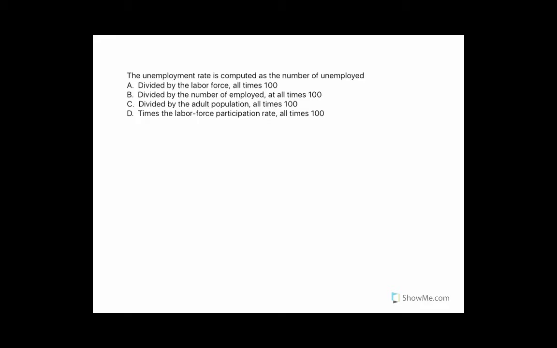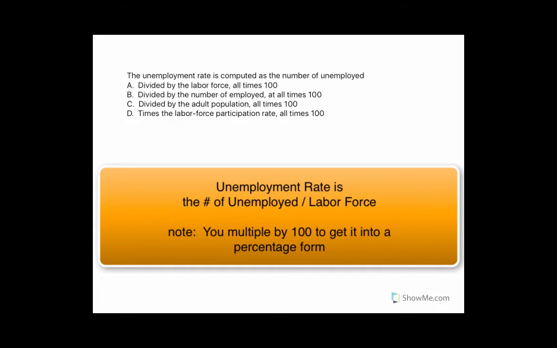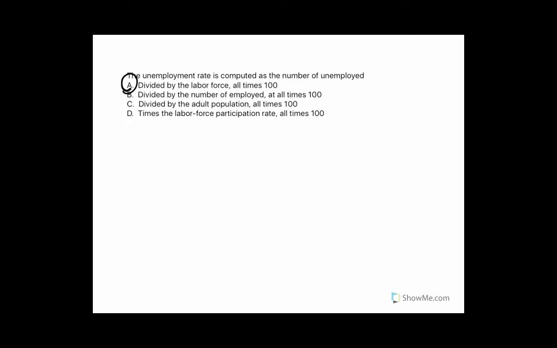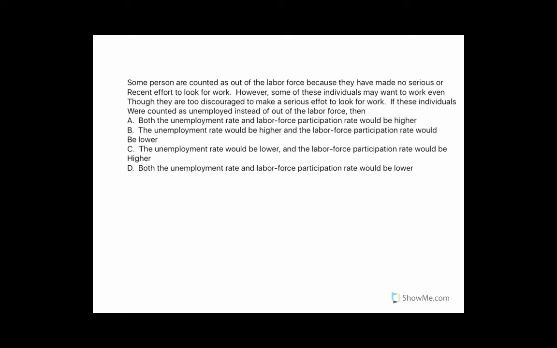Okay, the unemployment rate is computed as, by definition, the number of unemployed divided by the labor force, and then you multiply it by 100 so that you can get a percentage, which is A. Right. You can also look at the employment to population ratio, but those are different things. Unemployment is always unemployed over labor force.